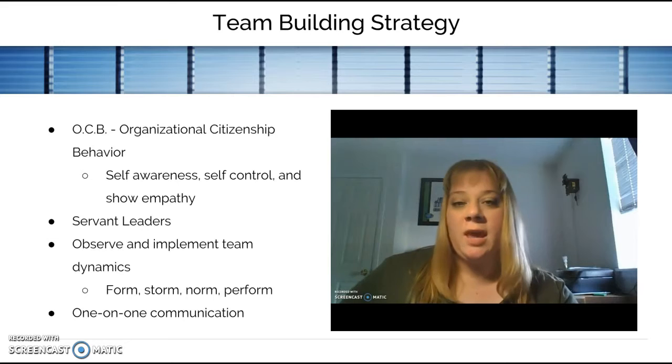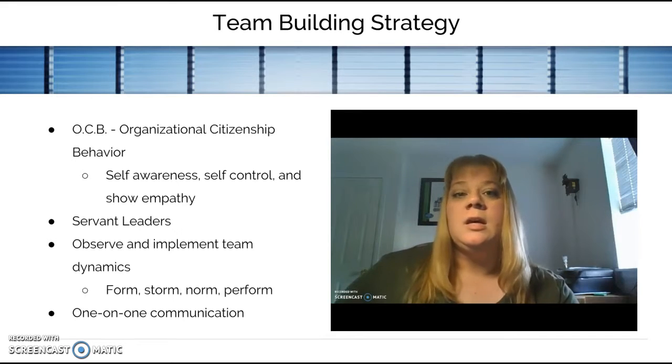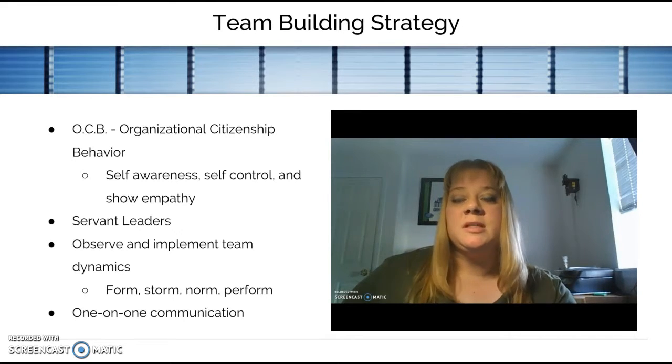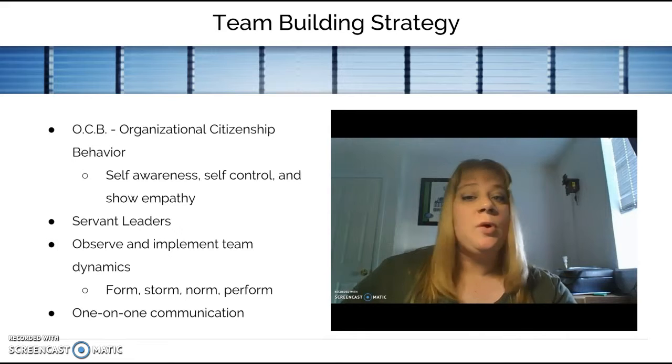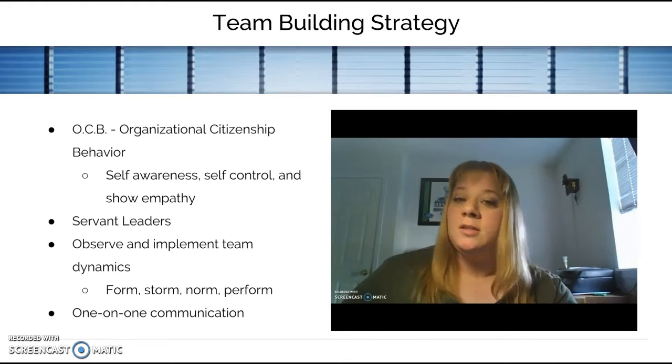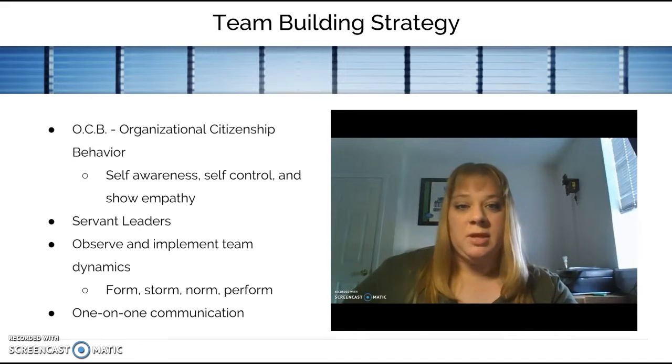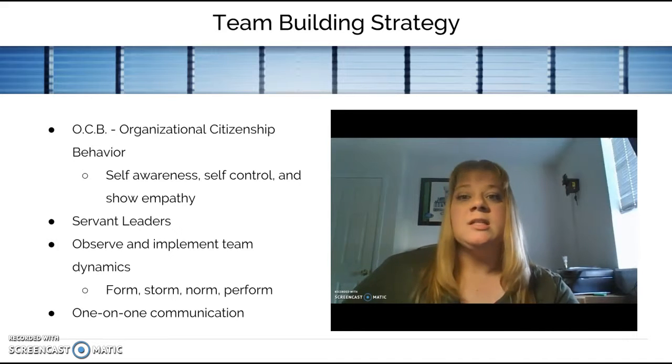Organizational citizenship behavior, or OCB, is important to achieve team success. Follower-focused leadership enhances team member successes and focuses on their followers. Servant leaders influence team effectiveness and demonstrate self-awareness, self-control, and empathy. As a result, this builds relationships and trust.